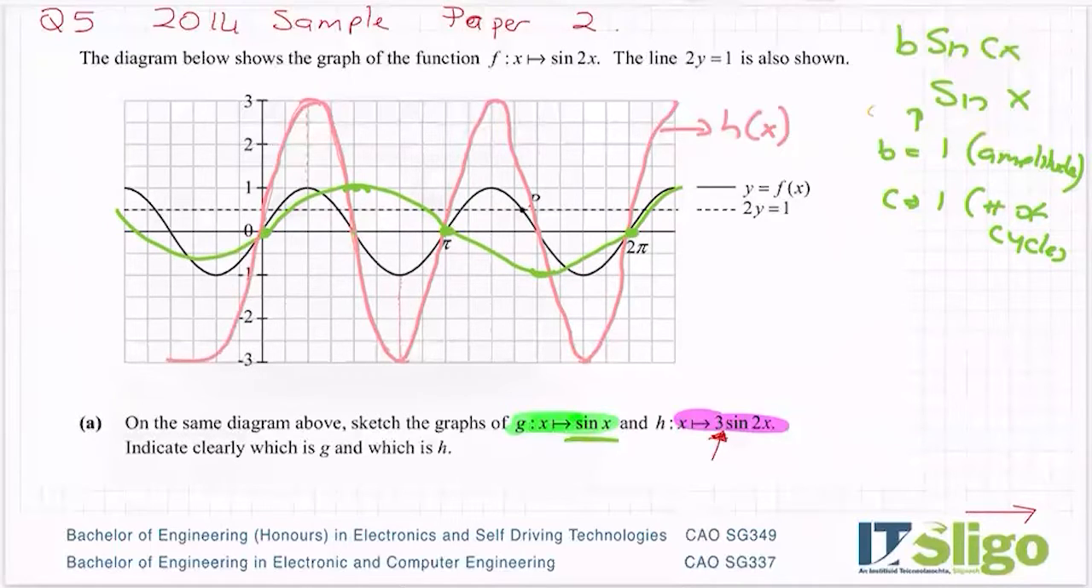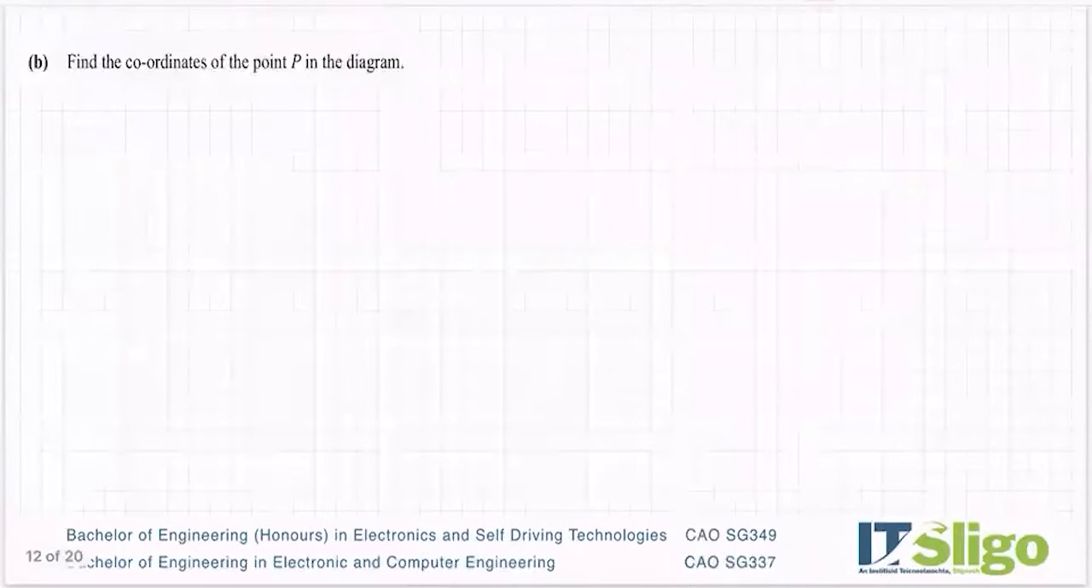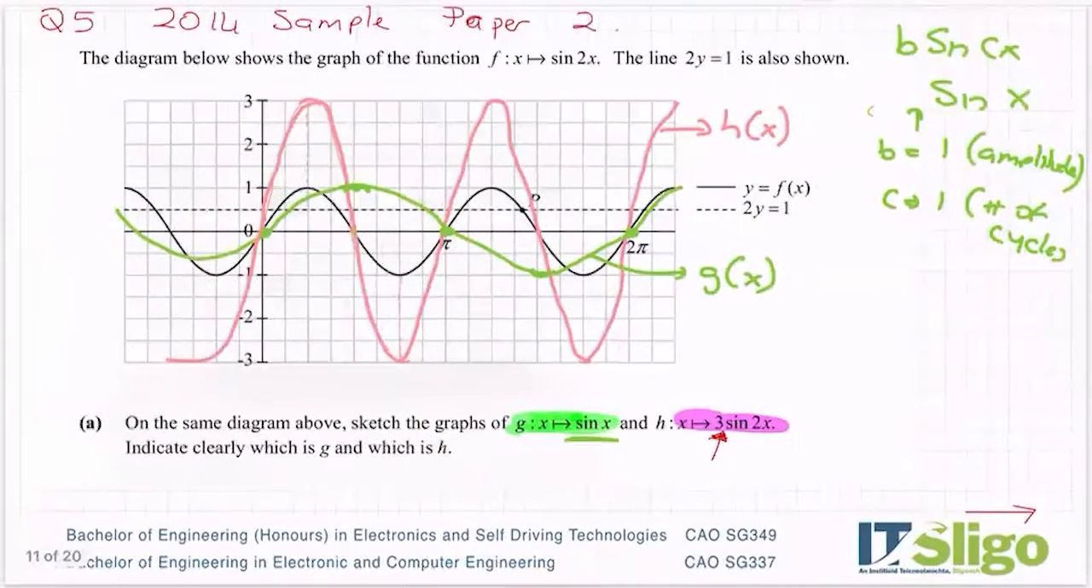And then in green, let's label him g of x. I hope that makes sense. On the same diagram above, sketch the graphs of g of x is sine of x and h of x is 3 sine 2x. Part B of this question: find the coordinates of the point P in the diagram.